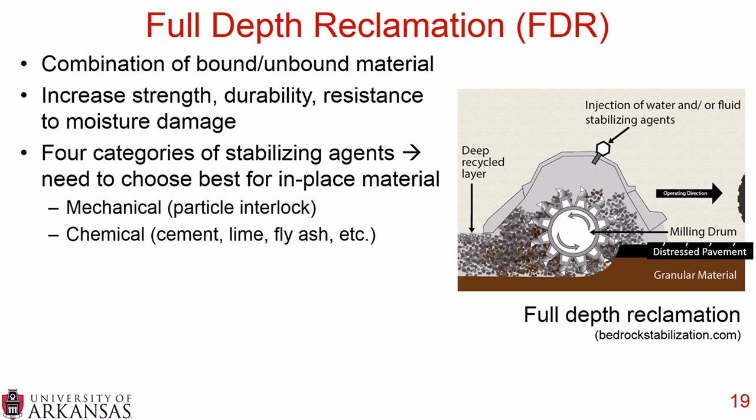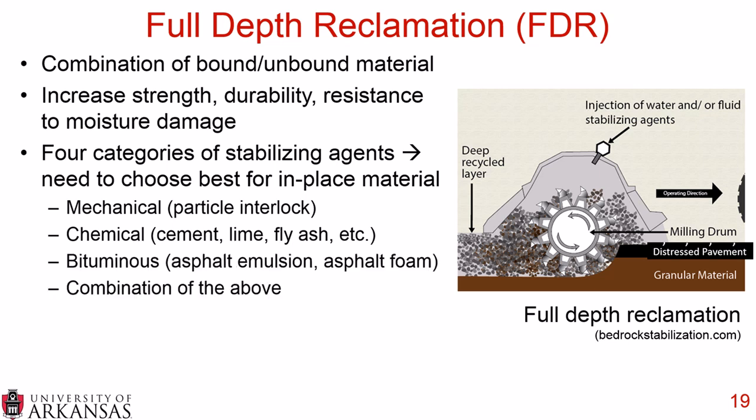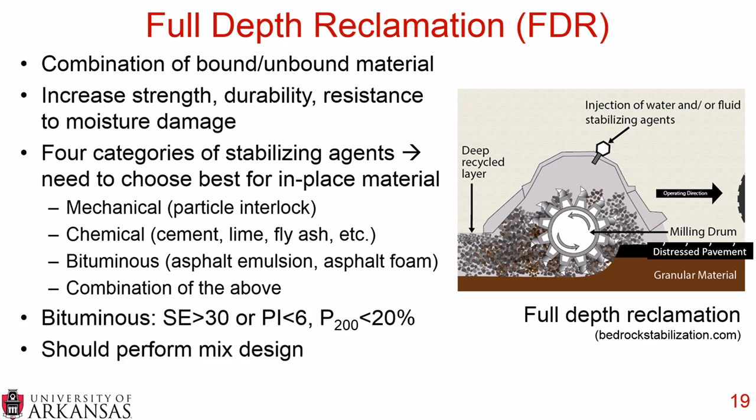And there are 4 categories of stabilizing agents, and you need to choose the best for the in-place material. So this is very similar to the base and the subbase discussion for stabilization. The first is you can just simply do mechanical stabilization. And this is where the particles themselves interlock and you don't actually add any sort of additives. So that's one form of FDR. You can perform a chemical stabilization, which is cement, lime, or fly ash. You can do bituminous, which is asphalt emulsion or asphalt foam. And then finally, you can do a combination of the above. So there's various different treatments.